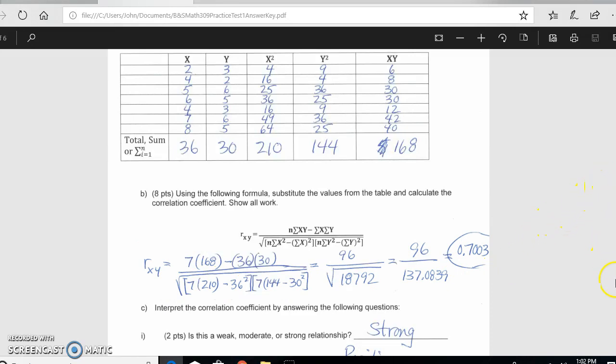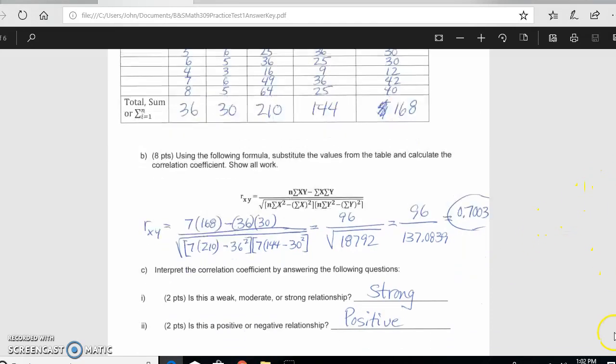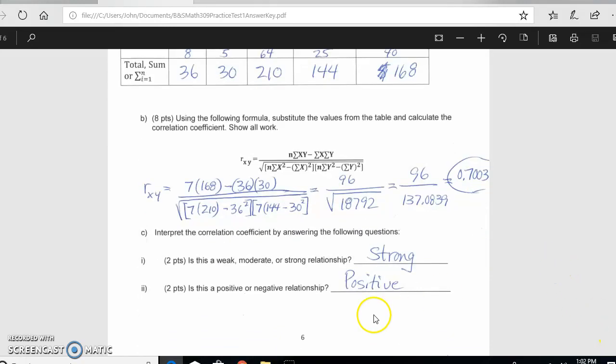And now I am able to answer the two questions at the bottom of the page. Interpret the correlation coefficient by answering the following questions. Number 1, is this a weak, moderate, or strong relationship? At 0.7, we would call that a strong relationship. Anything between 0.6 and 0.8 is a strong relationship between the two variables, x and y.